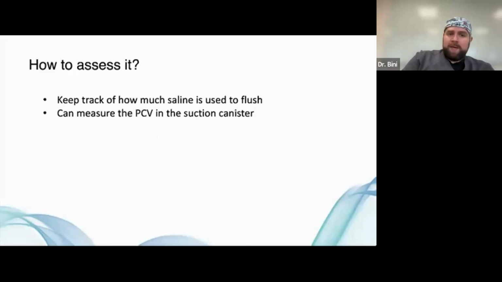You also want to keep track of how much saline is in your suction canister, of course, because the more saline you put, the more diluted it is. So the volume that you're seeing in your suction canister is not always real. It depends on how much flush you used, so it's good practice to keep track of how much flush we're using. You can also measure the PCV in the suction canister. That's another way of doing it. That gives you an idea of how much of it was actual blood and how much of it was flush. That's a good way to do it. It's just that sometimes when you're in a rush and you're trying to assess the situation, you don't really have time to do it.